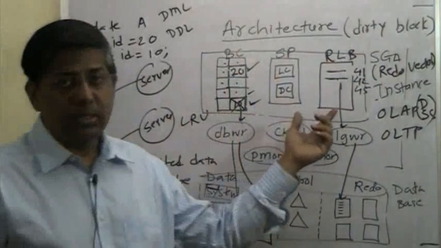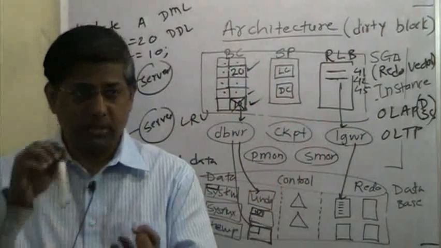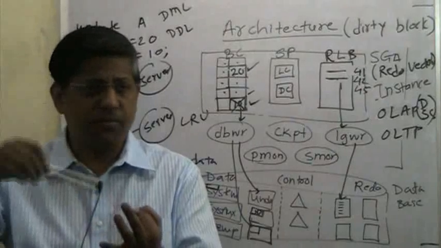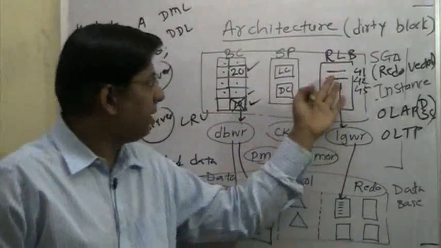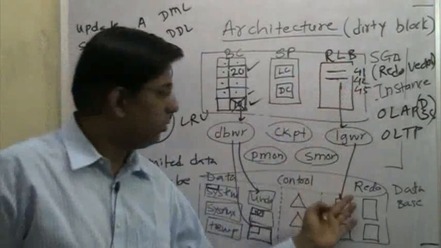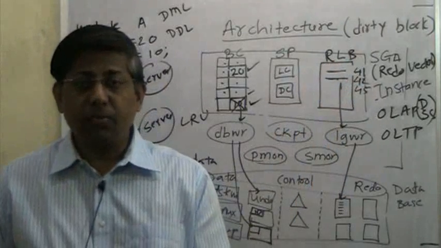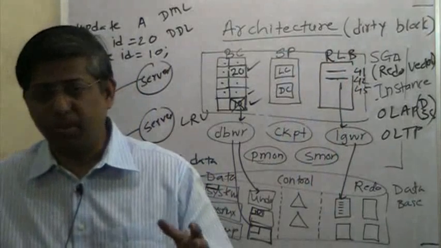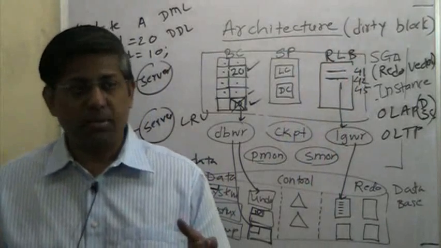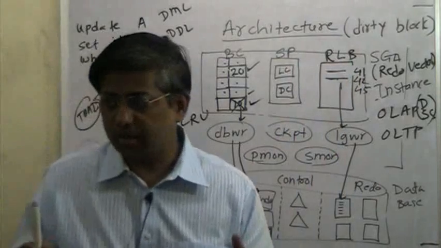LGWR does the same thing. LGWR is dependent on 3 things. It is dependent on time. Every 3 to 4 seconds it is writing things from the redo log buffer to the redo log file. 3 seconds seems like a very small time for a human being, but within 3 seconds Oracle can load around 1 million rows.